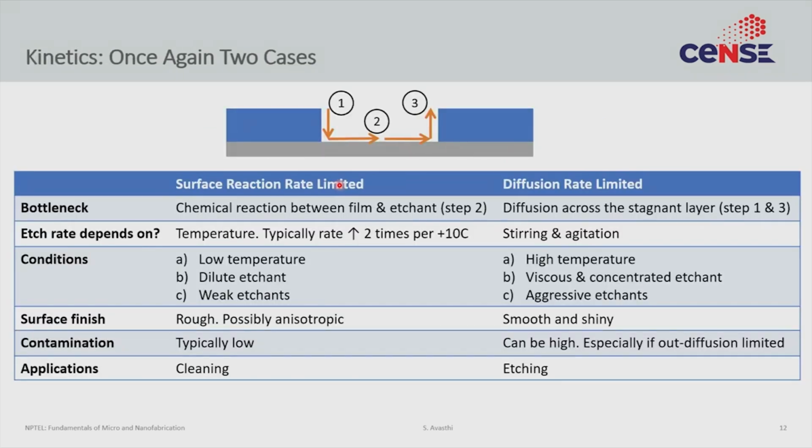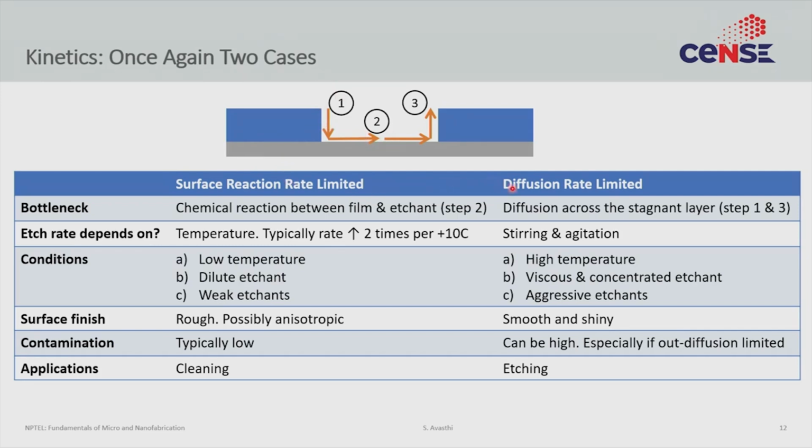So once again, just like in CVD, the kinetics decides which of two cases you are in. It is possible that you are surface reaction rate limited, which is step number 2, or it is possible that you are diffusion rate limited, where the bottleneck is either step number 1 or step number 3. Now, in surface reaction rate limited, the slowest step is the one where this reaction actually occurs on the surface. So this flux is actually slower. And since both the diffusion flux and the reaction flux must be equal at steady state, the rate at which the etching can occur is decided by the rate at which the reaction can occur and not limited by the diffusion. So that is the surface reaction rate limited regime.